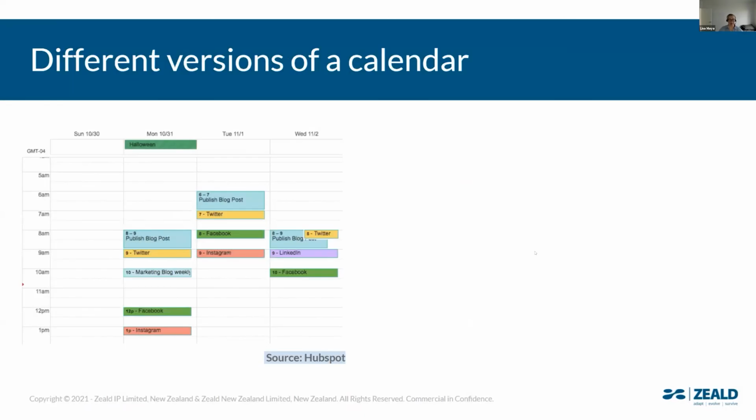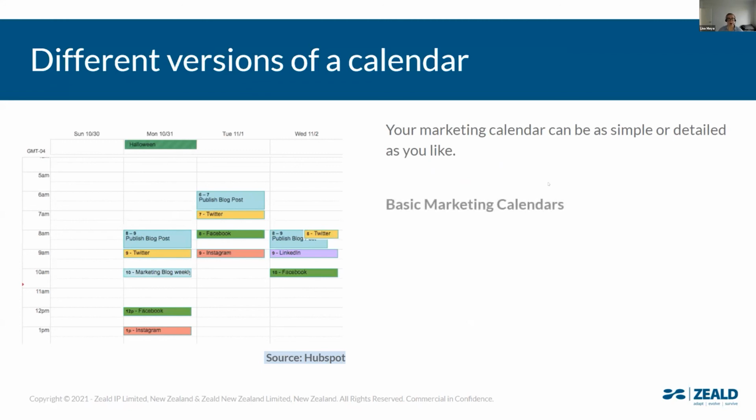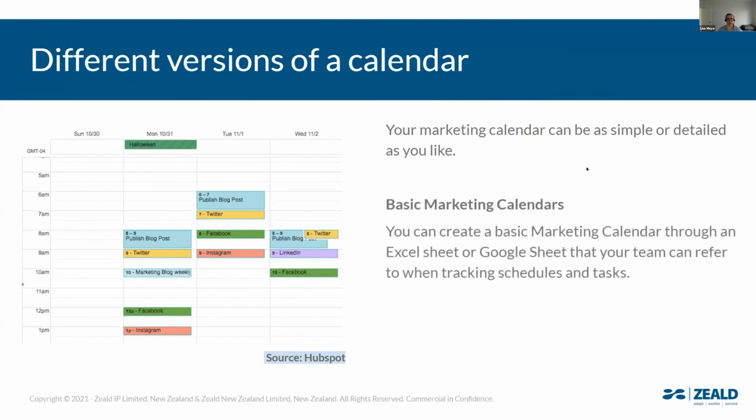Spent a little bit of time on that one, but I hope you all got a good explanation of those. It's just some examples. So now we're moving into different versions of a calendar. So we'll start off with, it can be as simple or detailed as you want. And we are starting off with quite a simple one here. So a basic marketing calendar can be created through an Excel spreadsheet or a Google Sheet, and your team can refer to when tracking schedules and tasks.